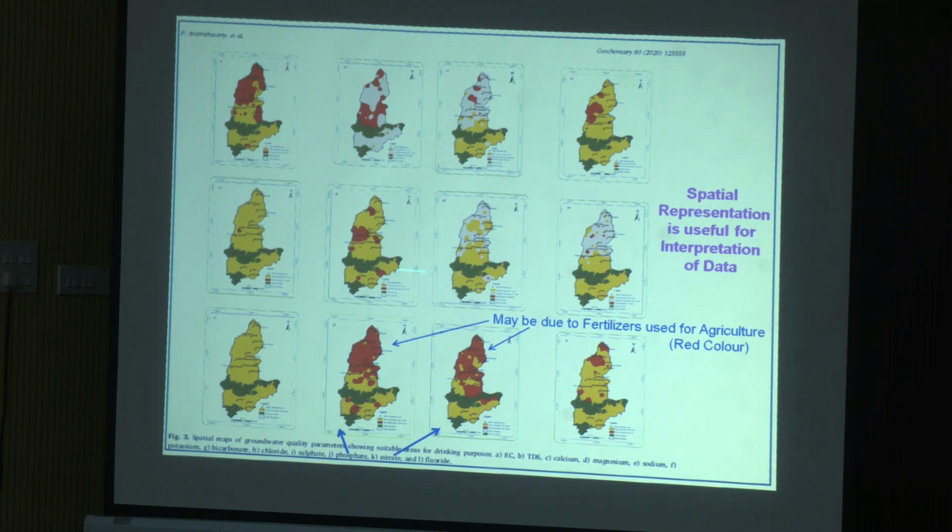So here you see, if you take all these maps, the red color is less here, but here you have more red color. That means something is there, some kind of pollution. This is for phosphate and this is for nitrate. Then you can analyze what is the source. Mostly it is the fertilizers used for agricultural activity, right? So this is the source for this kind of pollution. So this kind of spatial representation you have to do. So it is very easy to interpret your data, right?